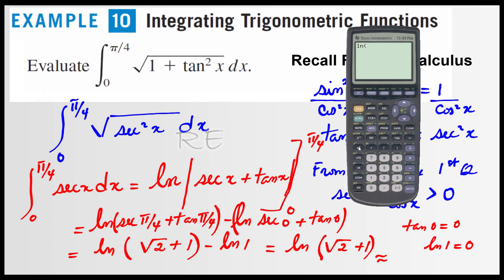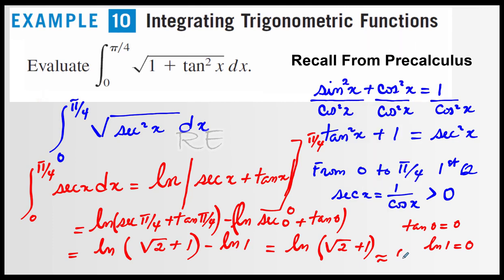So the approximate value using the calculator, ln of square root of 2 plus 1, is 0.881.